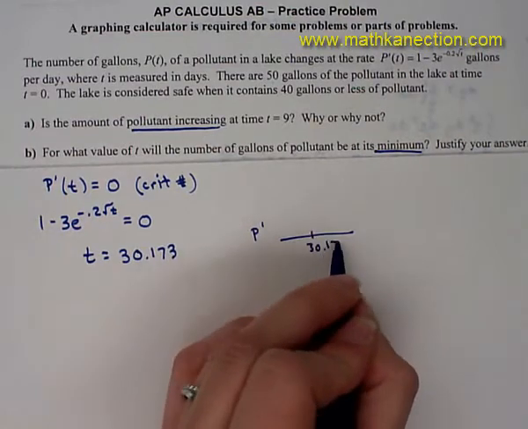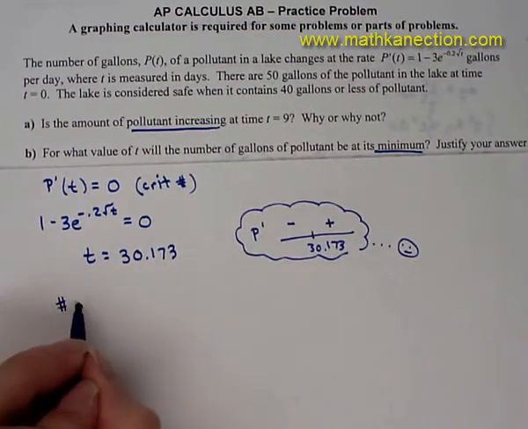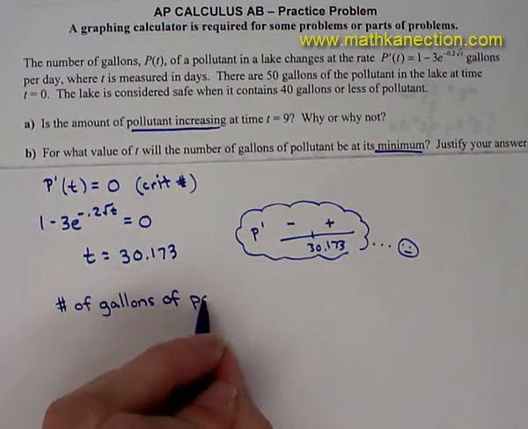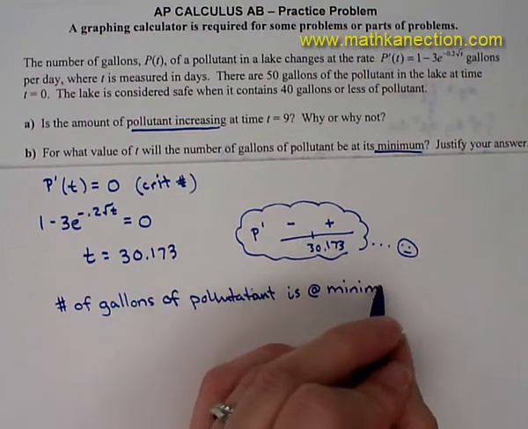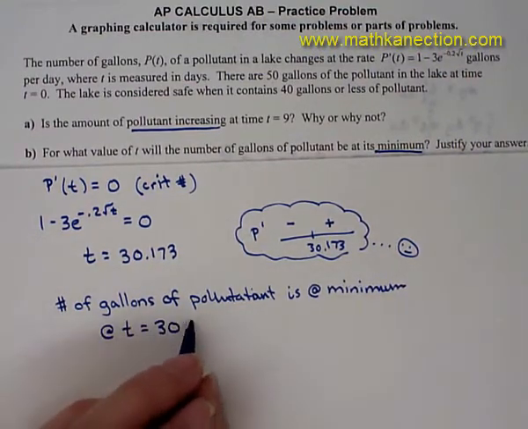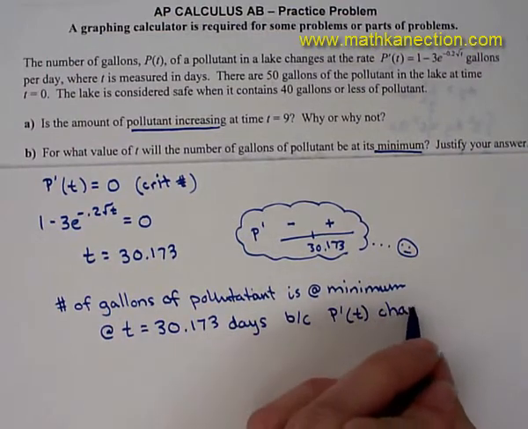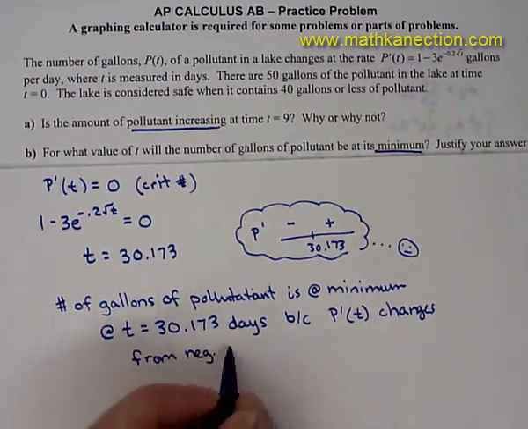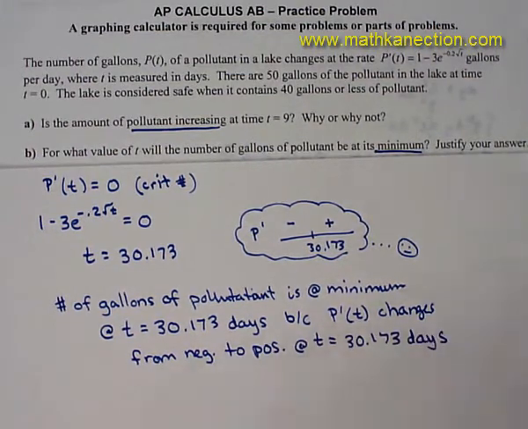To verify that that's going to be a minimum, use a p prime number line. So the number of gallons of pollutant is at a minimum at time is equal to 30.173 days, because p prime of t changes from negative to positive at time is equal to 30.173 days.